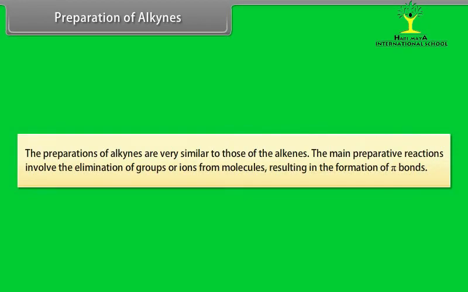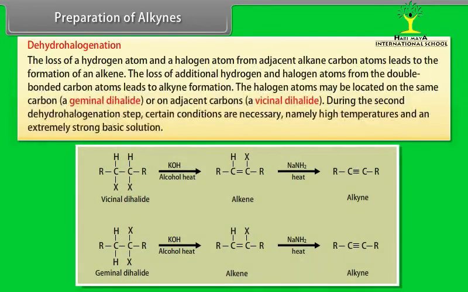Preparation of alkynes. The preparations of alkynes are very similar to those of the alkenes. The main preparative reactions involve the elimination of groups or ions from molecules, resulting in the formation of pi bonds. Dehydrohalogenation. The loss of a hydrogen atom and a halogen atom from adjacent alkane carbon atoms leads to the formation of an alkene. The loss of the additional hydrogen and halogen atoms from the double bonded carbon atoms leads to alkyne formation. The halogen atoms may be located on the same carbon, a geminal dihalide, or on adjacent carbons, a vicinal dihalide. During the second dehydrohalogenation step, certain conditions are necessary, namely high temperatures and an extremely strong basic solution.